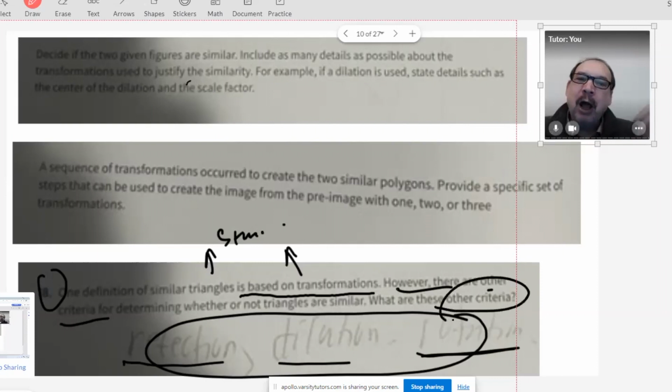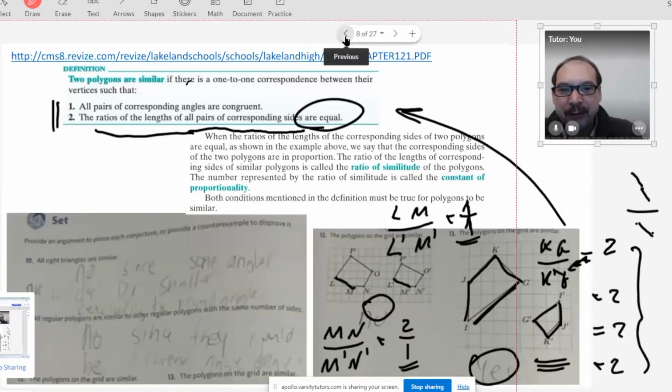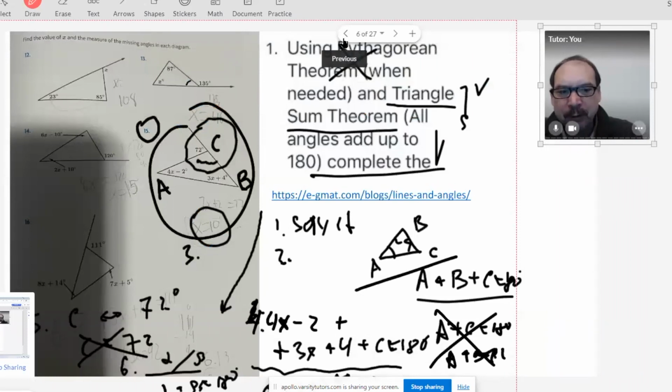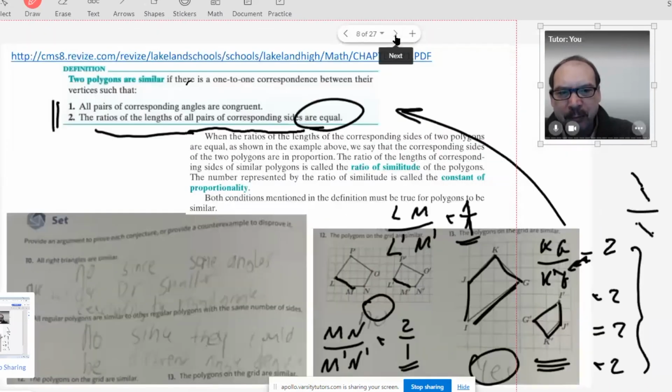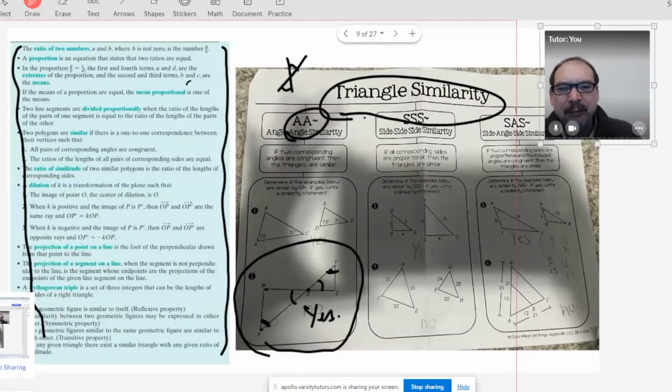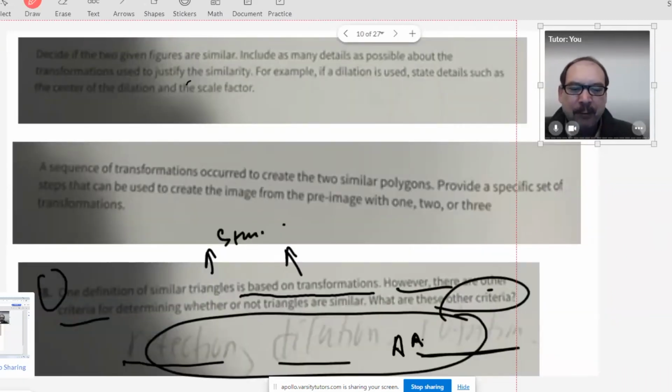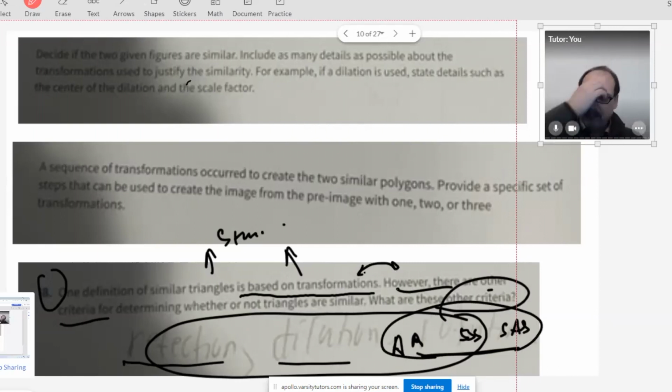So what are other criteria? Well, that should be a part of our knowledge. Other criteria are these. Where is it? Here, triangle similarity. Angles, sides, side and angle. So here, your answer should have been AA, SSS, SAS. So this is something which comes with practice. When you read a statement of a problem or a question, it's very important to analyze every word, basically.